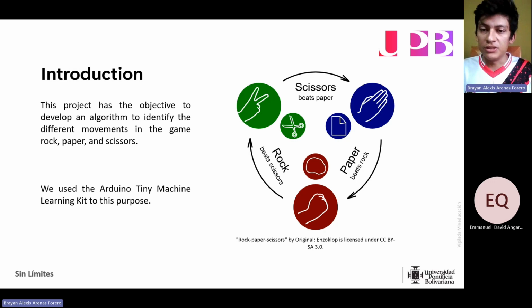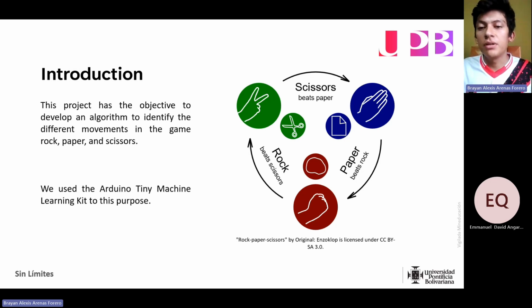Rock, paper, scissors is a simple but fascinating game that has been popular for centuries in cultures around the world. It is played with the hands and is based on three gestures. Rock, which is represented with a closed fist; paper, which is represented with the open hand; and scissors, which is represented with two extended fingers. The game follows a cyclic dominance rule. The rock crushes the scissors, the scissors cut the paper, and the paper wraps the rock.